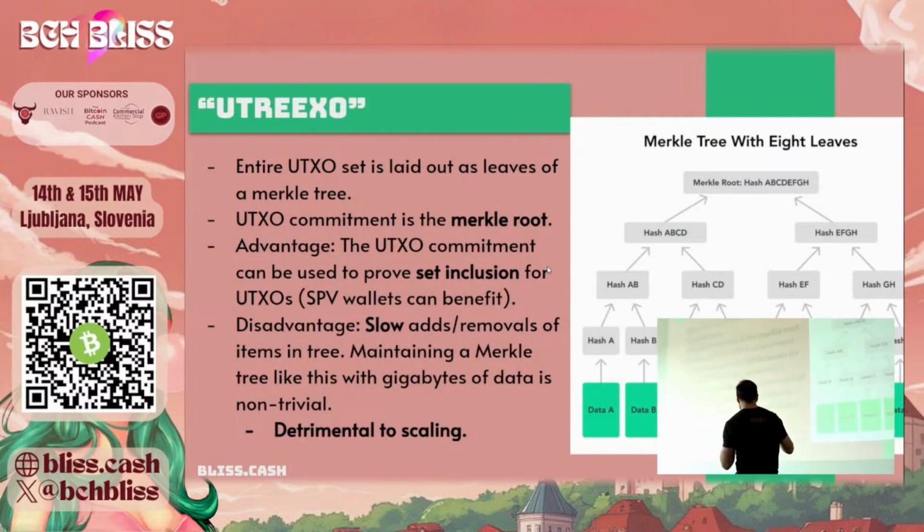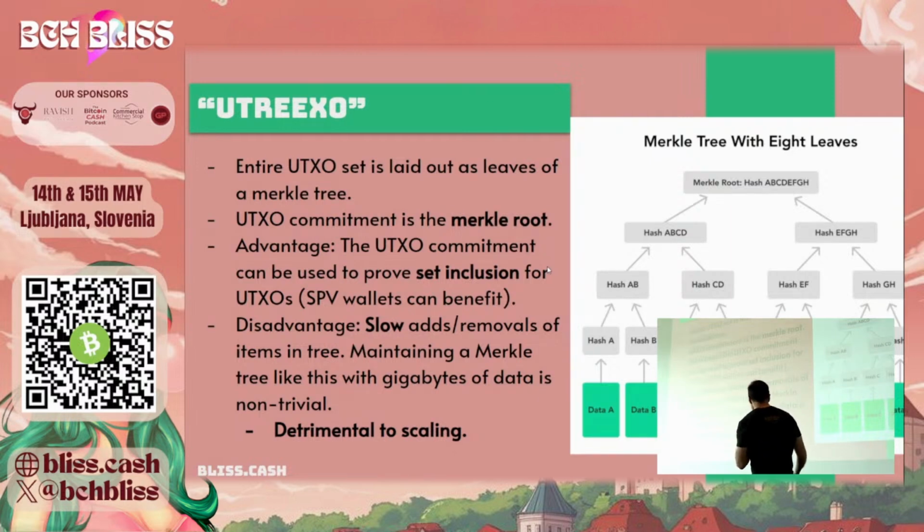The advantage of this is that you can prove set inclusion just the way you can with blocks. You can just do a Merkle proof. Was this UTXO, and is it in the set? And yes, you can answer that. You can do a Merkle proof. So that's really cool about UTREEXO, right? It's got this awesome feature that you can prove. For SPV wallets, they could just ask, "Is this UTXO valid? Prove it to me." And then they get a proof.